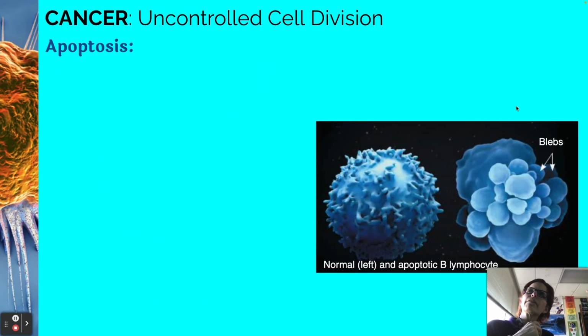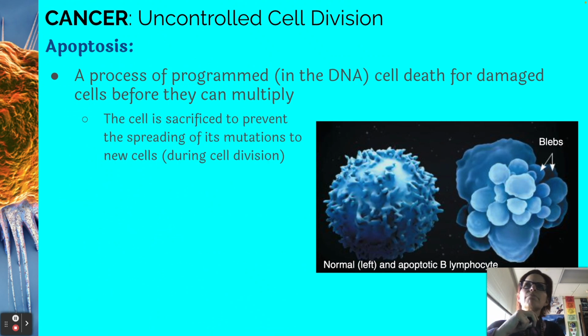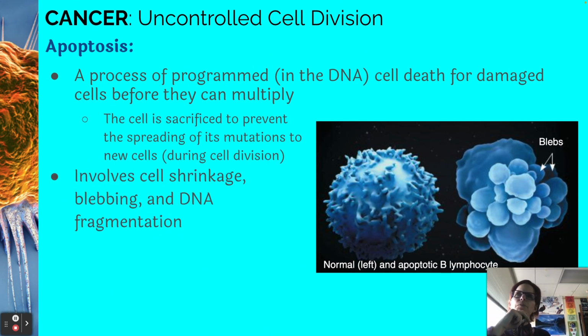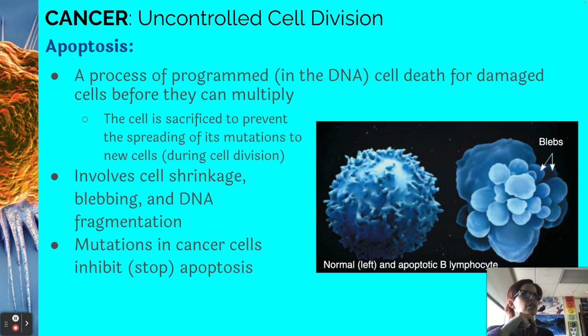Okay, getting close here, you guys. Apoptosis, programmed cell death. The cell is sacrificed to prevent spreading of its mutations to new cells. It involves cell shrinkage, blebbing, love that word, and fragmentation. Mutations in cancer cells inhibit or stop apoptosis, so that's a problem. So you're supposed to have these stop signs that stop cancer, but cancer cells have broken the stop signs, and so they make it through the checkpoints.